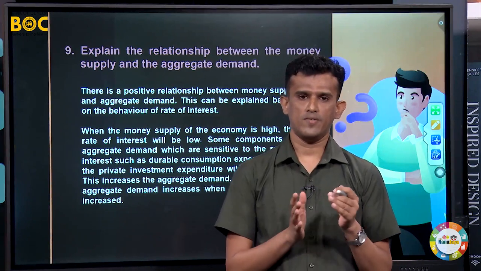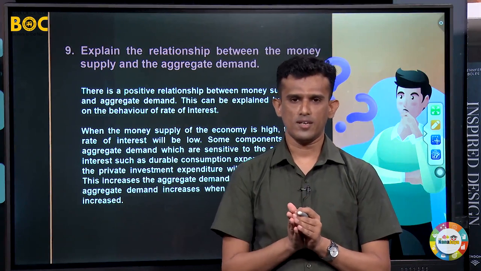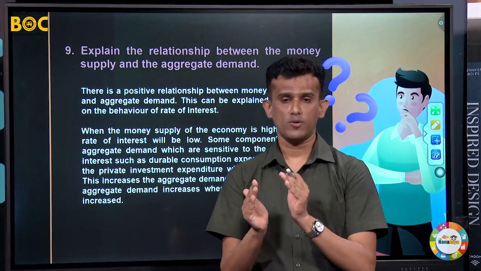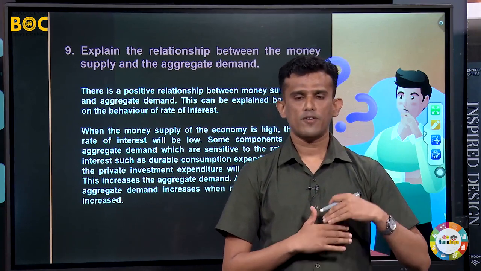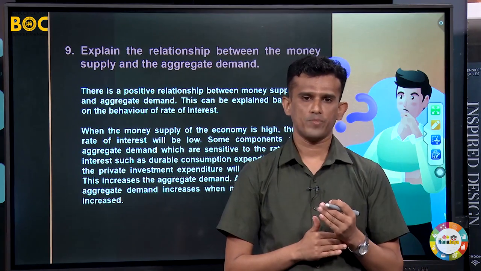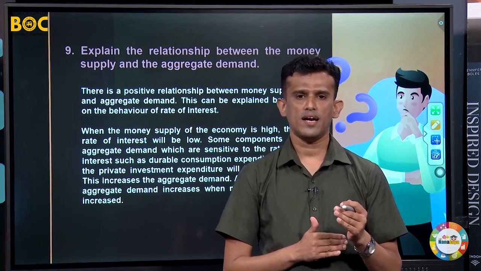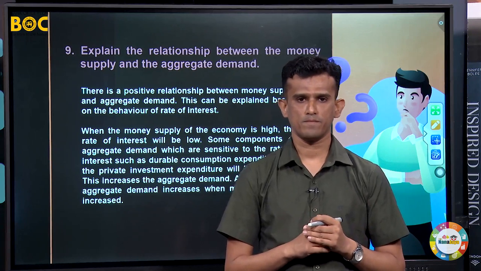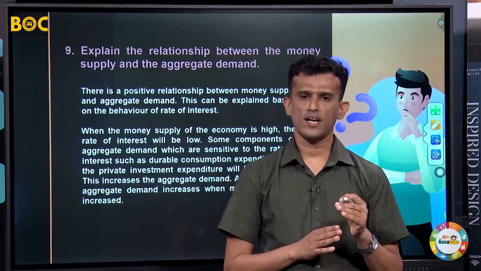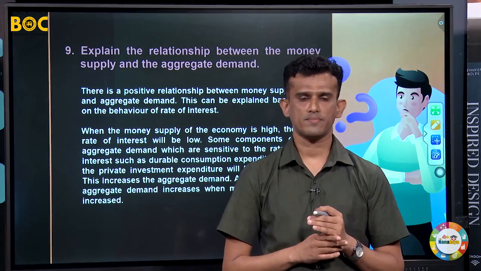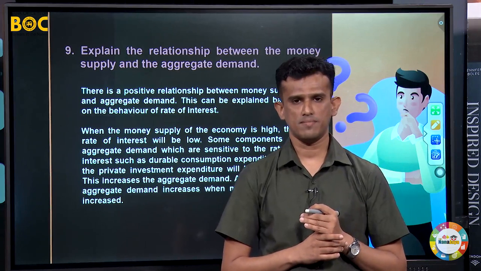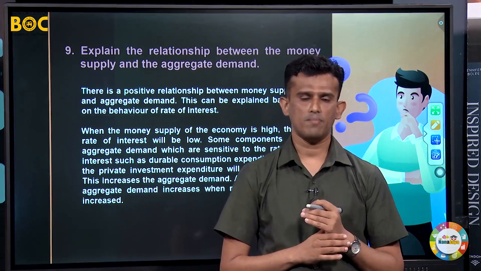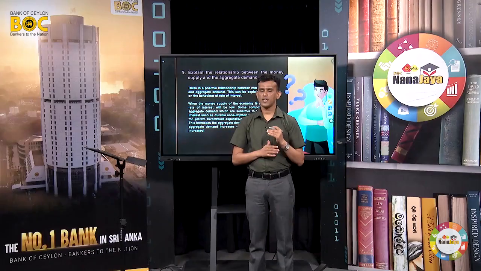You should be aware that we are categorizing money supply into different categories as M1, M2, M2B and M4 based on different components. But from an overall point of view, the money supply has only two components. What are those? One is currency held by public, the other one is the deposits held by public in the banking system.